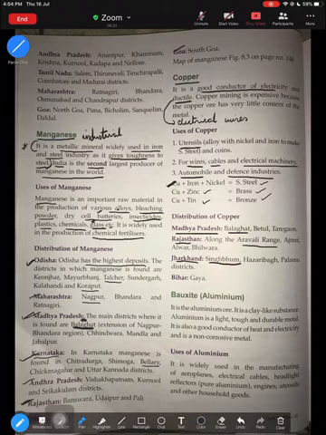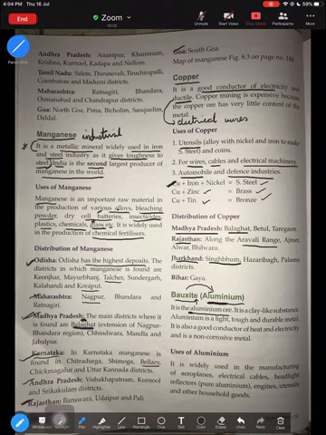Moving to the last one for today, bauxite and aluminium, because there is an important relation between bauxite and aluminium. Bauxite is a mineral which is converted to aluminium. So bauxite becomes the ore of aluminium. Please underline, it is the aluminium ore. Sometimes you can get the question: name the ore of aluminium, meaning it is bauxite, because aluminium is derived from bauxite.